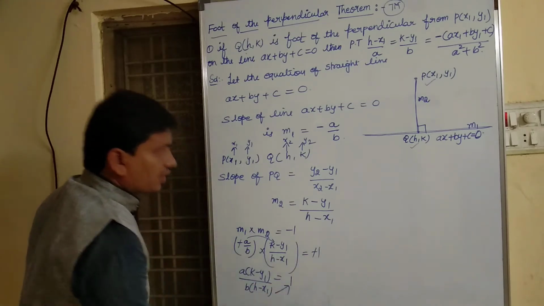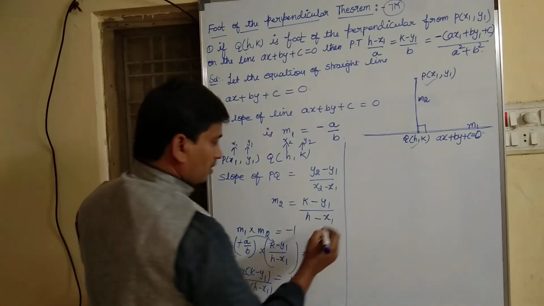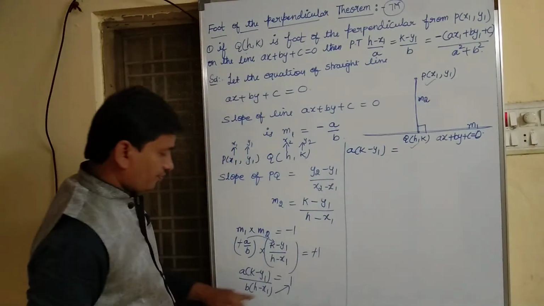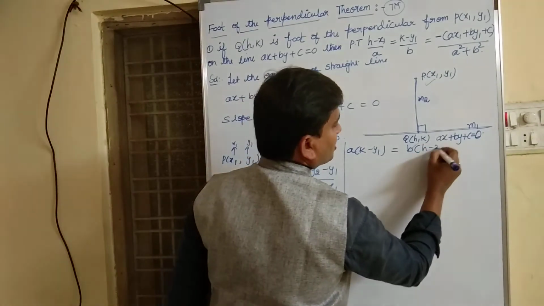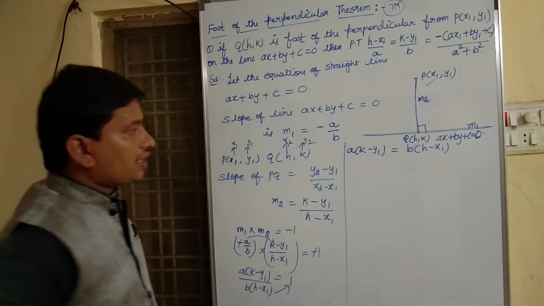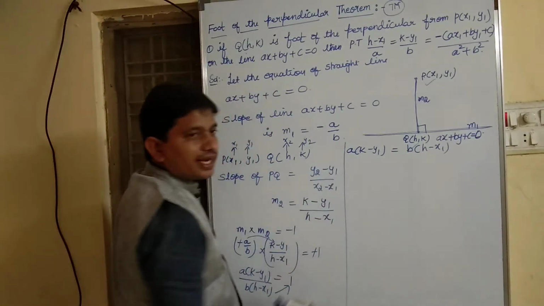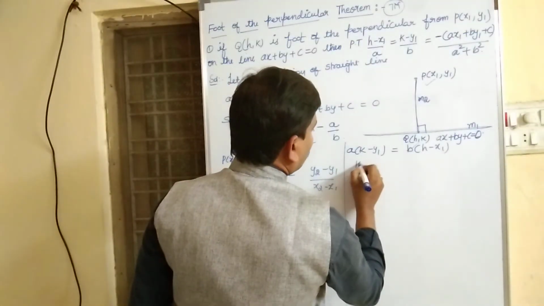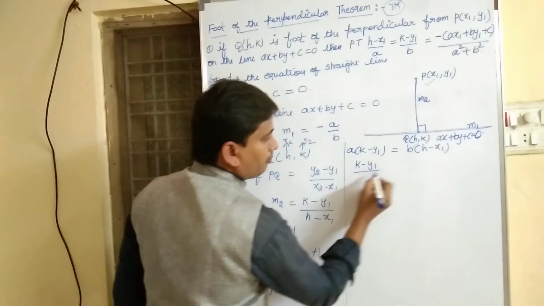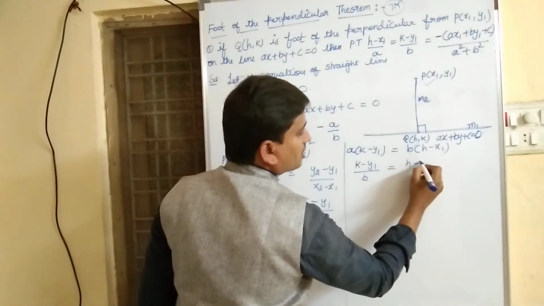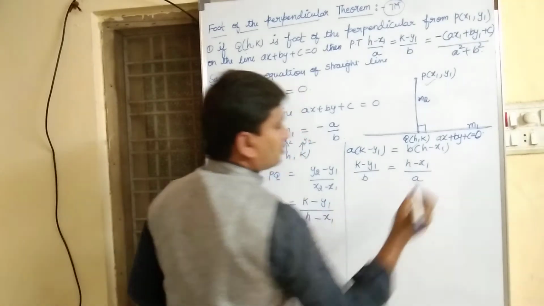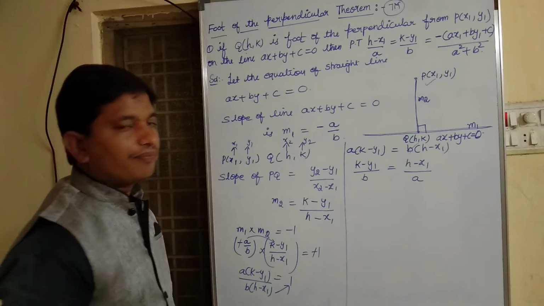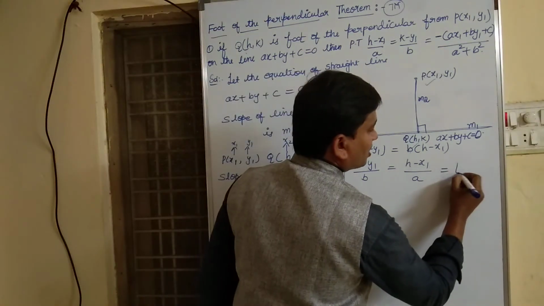Now cross multiplication children. That is a into k minus y1 is equal to b into h minus x1. Here a is multiplying, let me transpose that side, and as well as here b is multiplying, let me transpose this side. So I can write as k minus y1 by b equal to h minus x1 by a children. What we got? k minus y1 by b is equal to h minus x1 by a. So let it be, you consider as t.